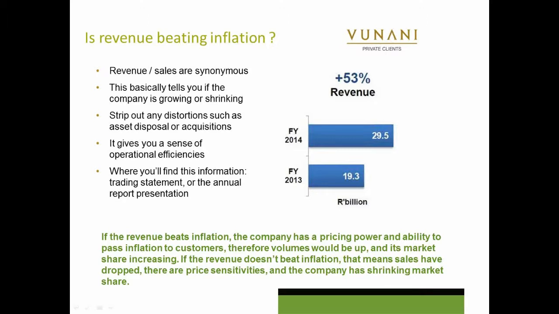So as an investor, you always look at results with cynicism, so that you don't get tricked into thinking that the results are great when they're not really great. Again, you will find this information in trading statements or the annual results. All JSE listed companies are forced to report on the revenue number.